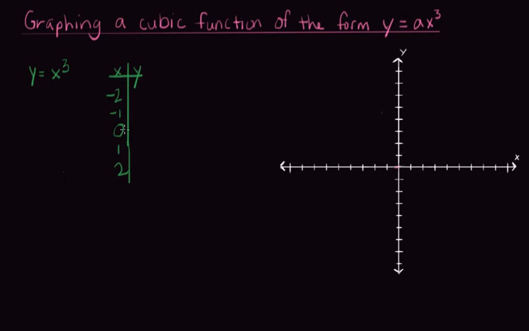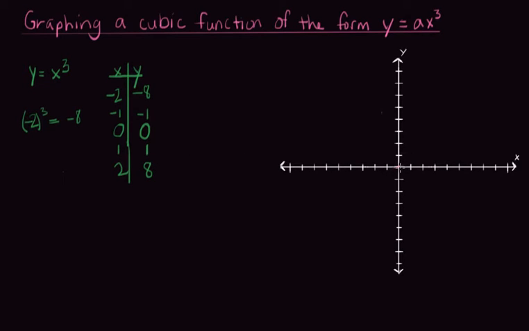I put in some x values and find out what the y values will be. If we take -2 to the third power, we'll get 2 to the third power, which is 8, but it'll be negative because a negative times a negative times a negative is still negative. So this will be -8. -1 to the third power is just -1. 0 to the third power is just 0. 1 to the third power is 1, and 2 to the third power is 8.